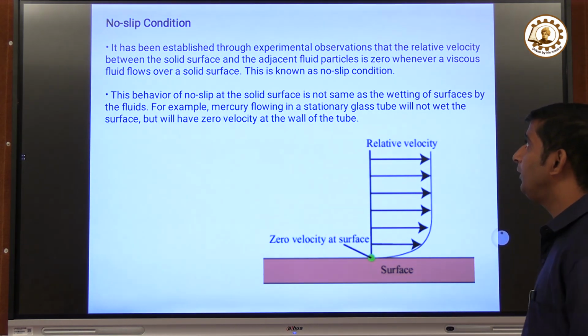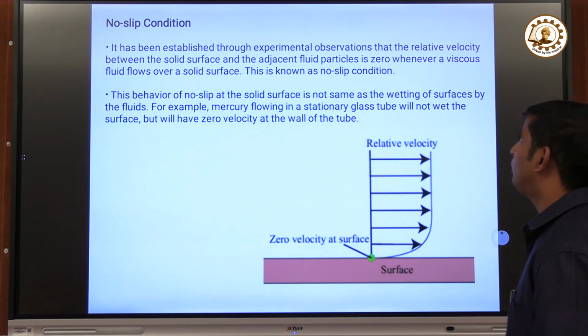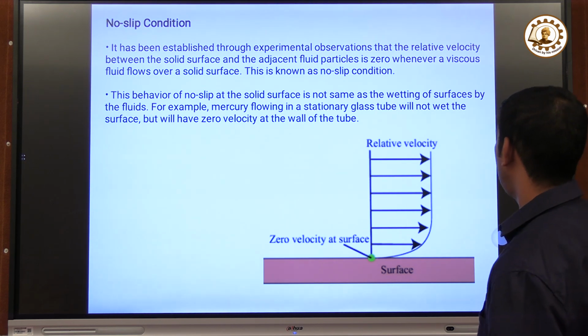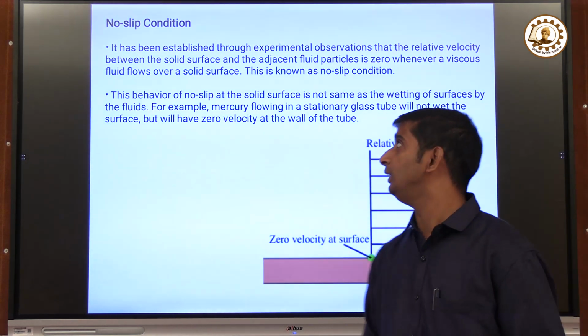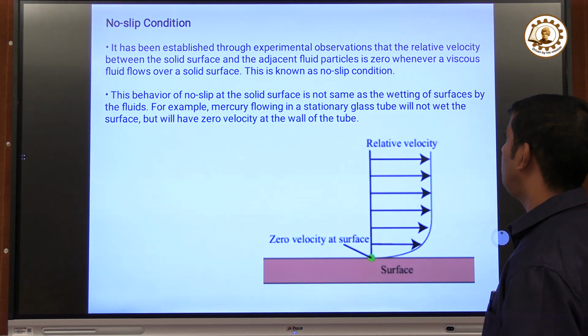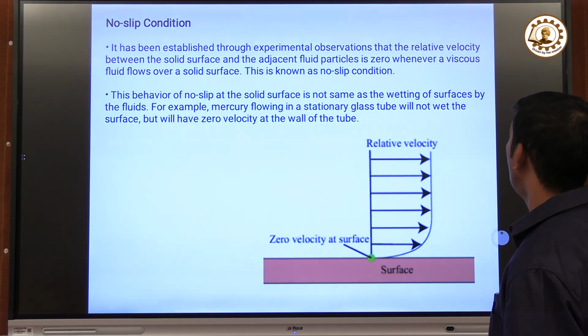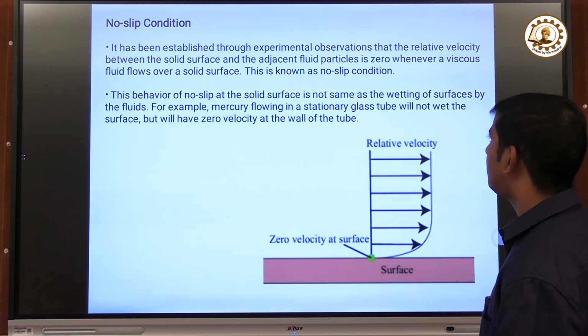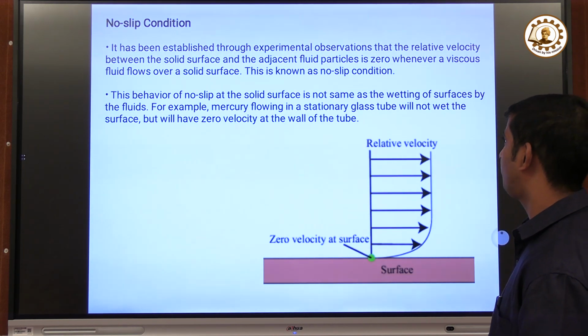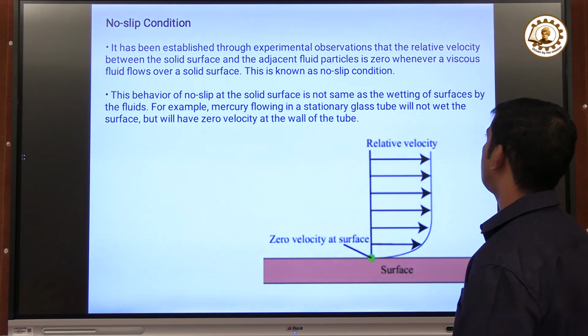It has been established through experimental observation that the relative velocity between the solid surface and the adjacent fluid particles is zero whenever a viscous fluid flows over a solid surface. This is known as the no-slip condition.